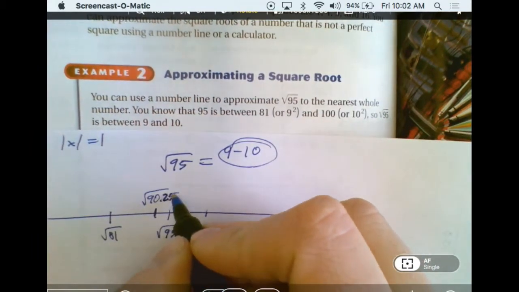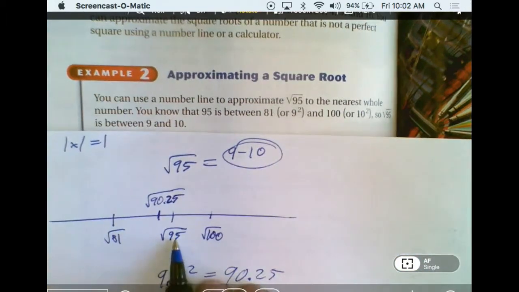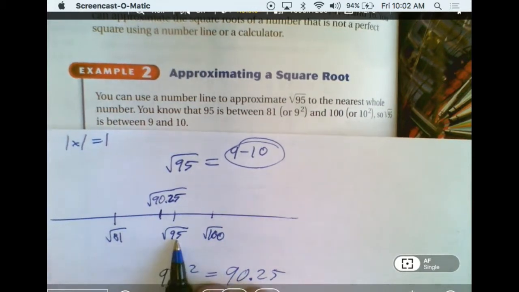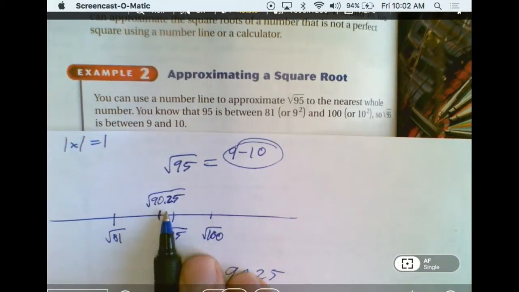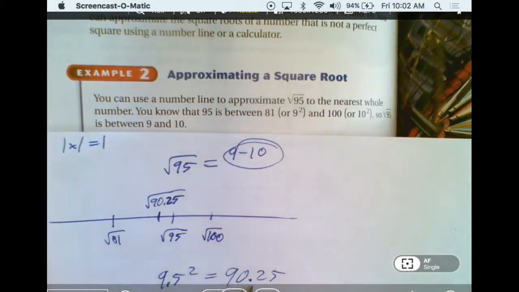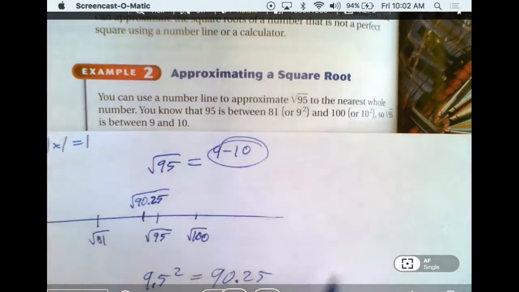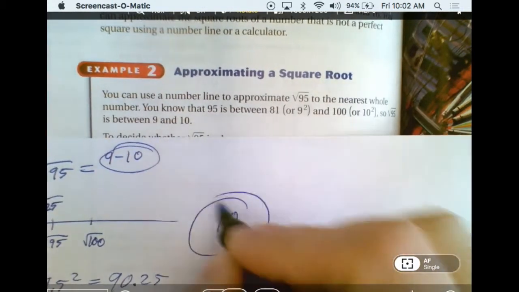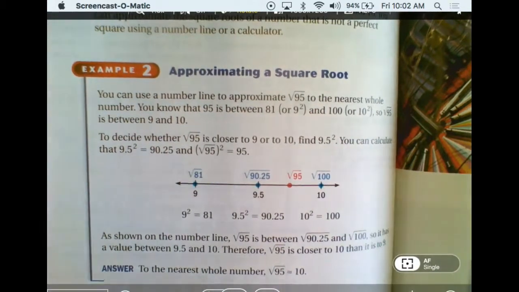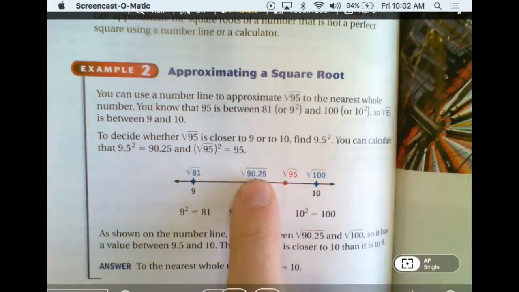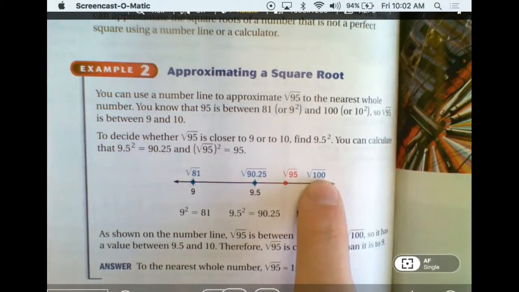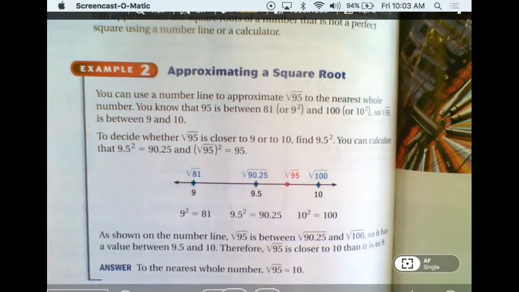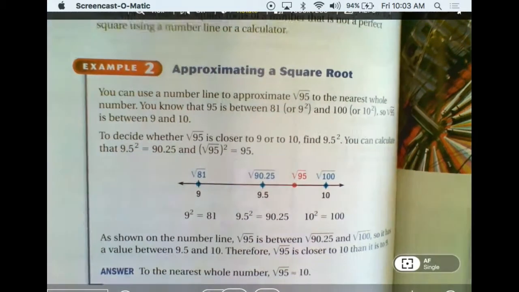90.25 gives us 9.5. Now our number, 95, is it bigger than 90.25 or is it smaller? It's bigger, okay? So the square root of 95 is going to be bigger than 9.5, making it closer to 10 or closer to 9? Closer to 10. All right, so our answer would be 10. That's what they did here. 9.5, 9, 10 is the square root of 100. Square root of 95 is somewhere in there, so we know it's closest to 10. Hope that makes sense. If not, you can rewatch that part.